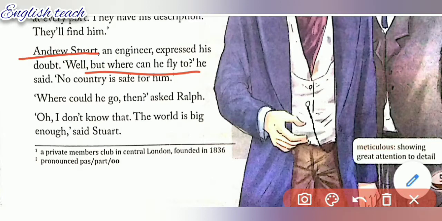And where could he go then? Again Ralph asked. Oh, I don't know, said Stuart. The world is big enough. Stuart said that the world is very big. He can go anywhere else, so it is very difficult to find him. This was the idea of Stuart.